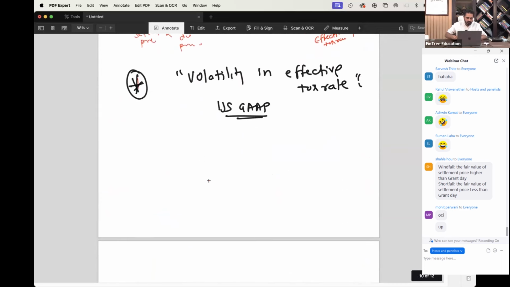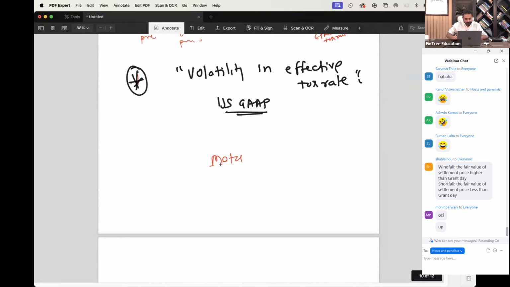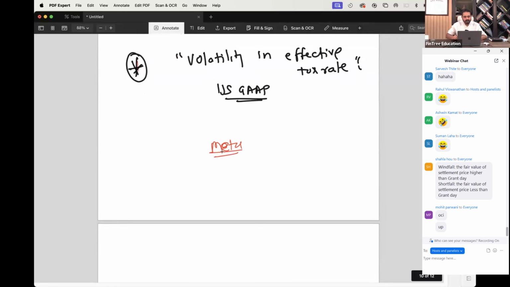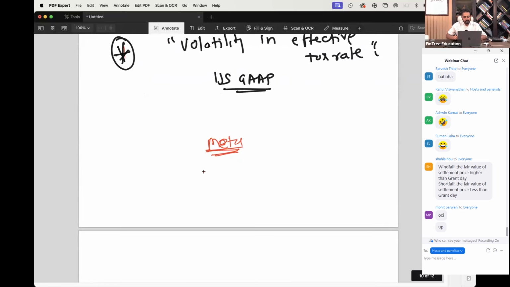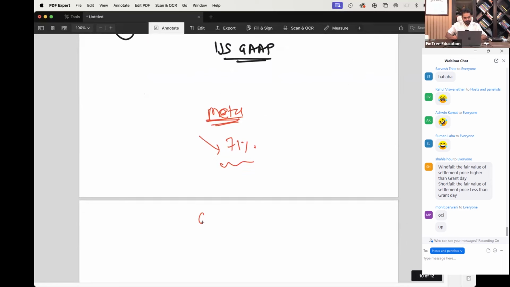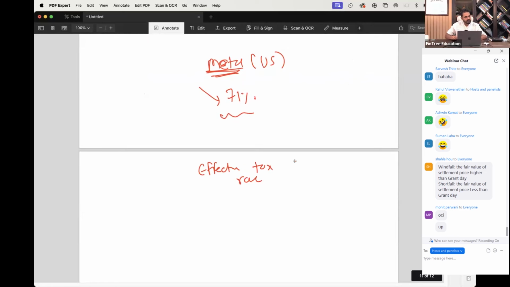Why is this important? The curriculum gives a Meta example. And what the curriculum says is that there was a phase when Meta stock fell by 71%. So when the Meta stock fell by 71%, what do you think would have happened to their effective tax rate? Now Meta is a US company following US GAAP. So the effective tax rate must have gone up, right?